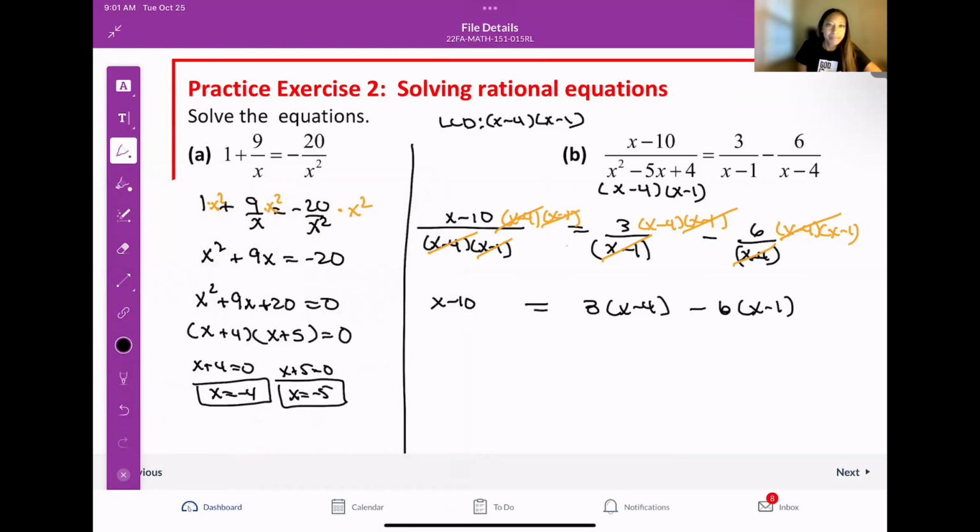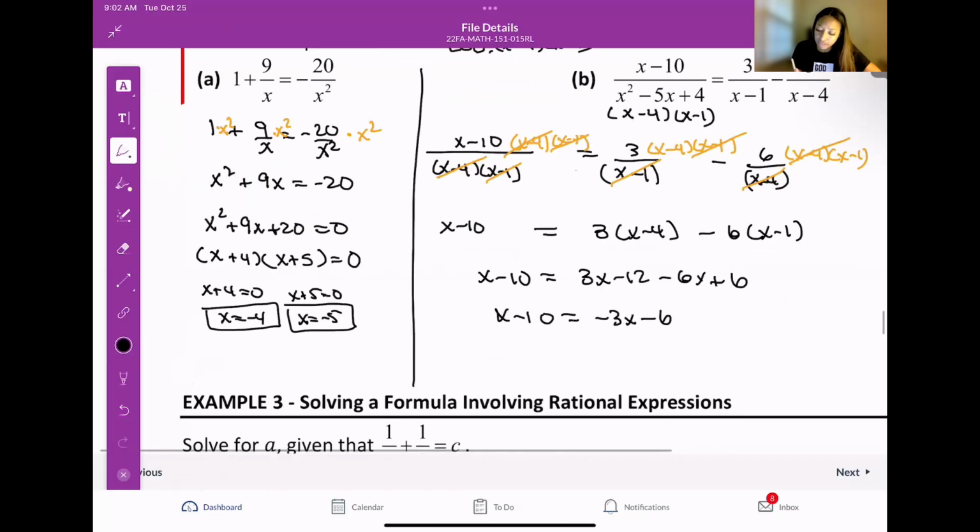This one isn't even that bad. It's not even quadratic. Did I miss something? I don't think I missed anything. This one's just like the last ones. So we get x minus 10 equals 3x minus 12 minus 6x plus 6. So x minus 10 equals negative 3x minus 6.